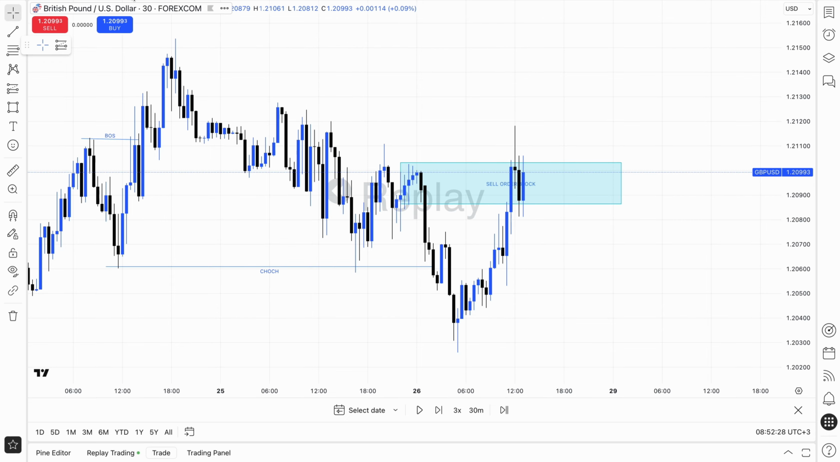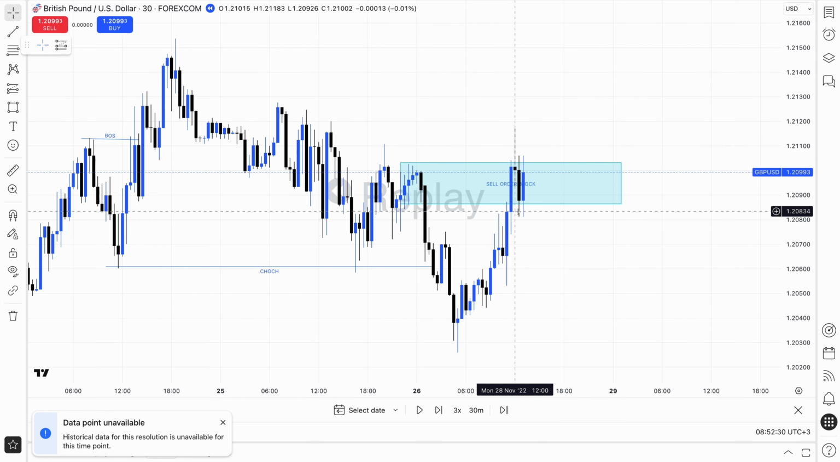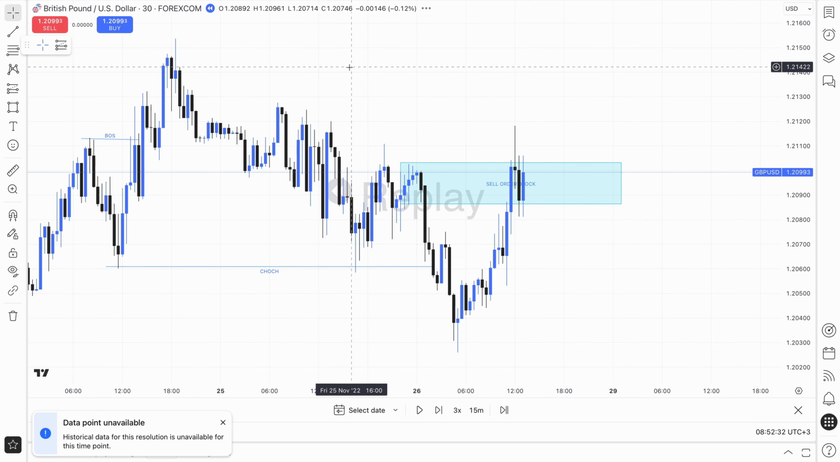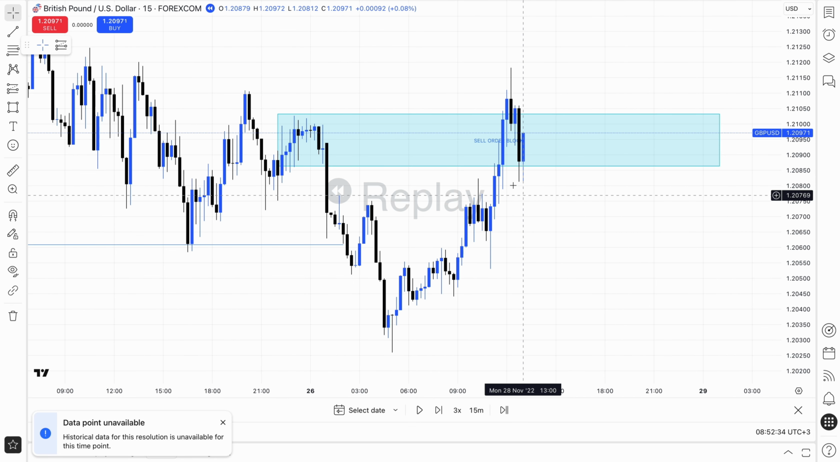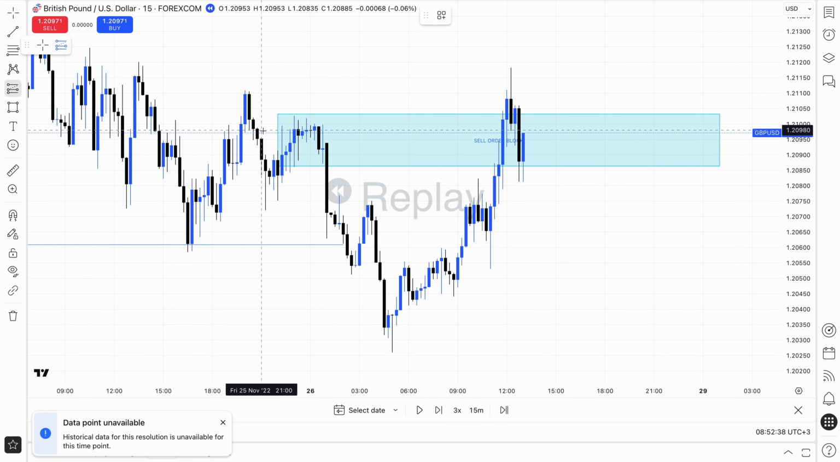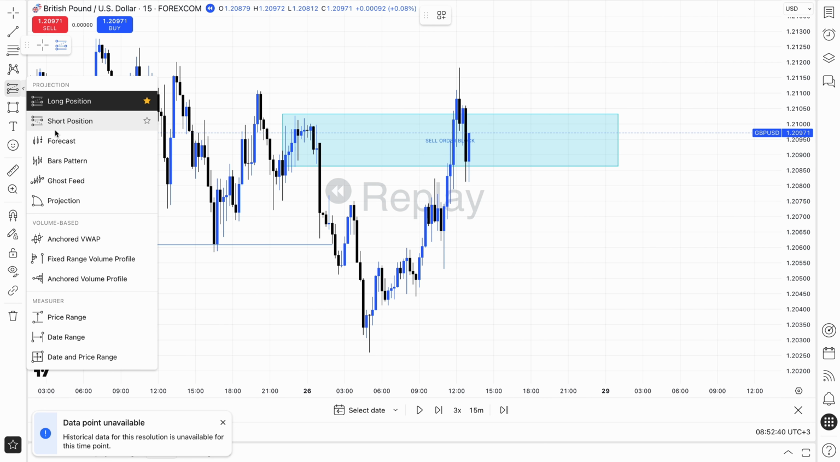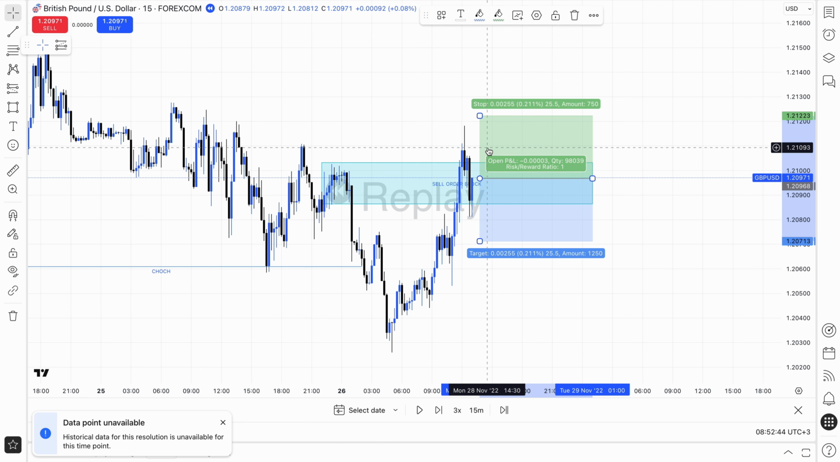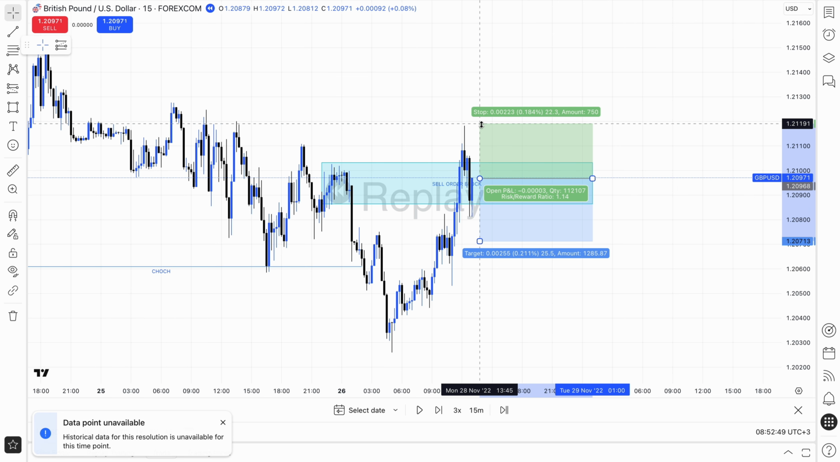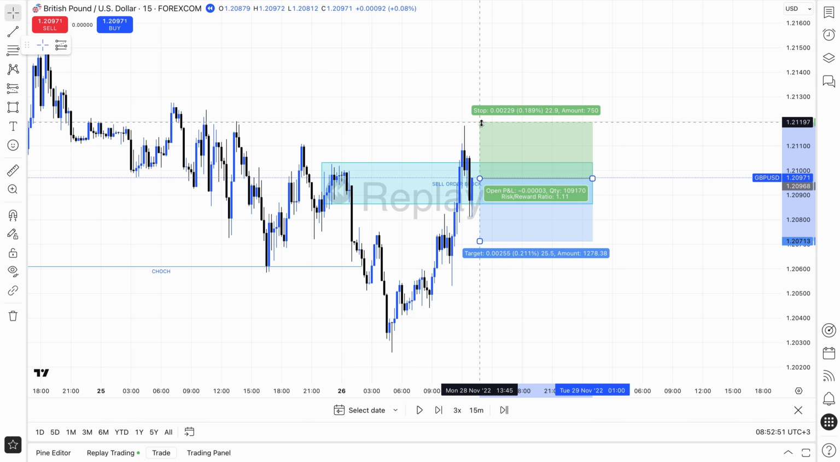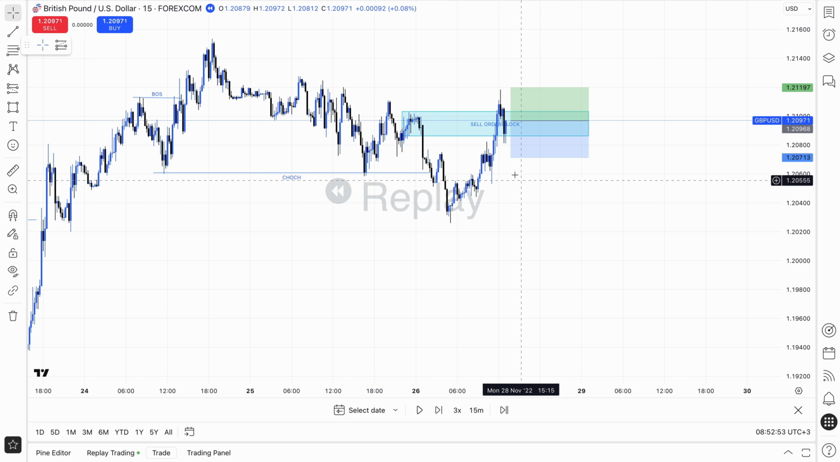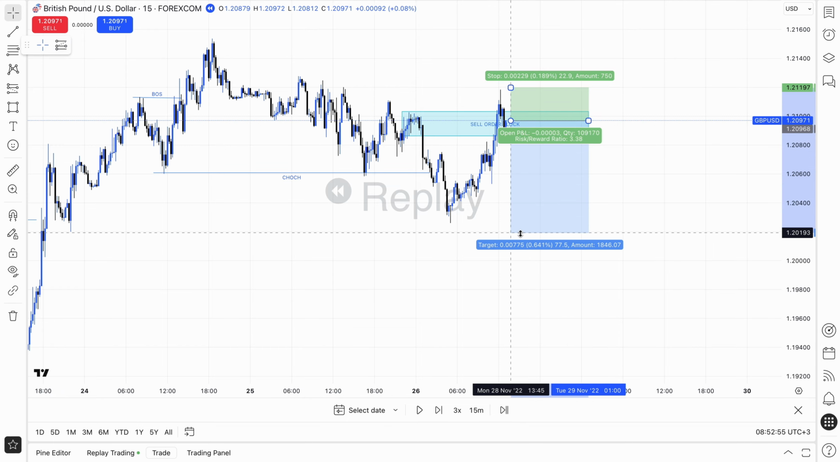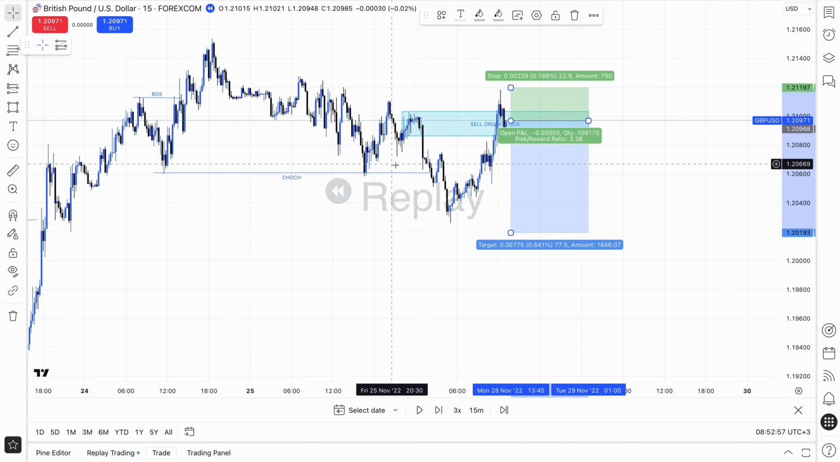So we got our confirmation from here. And this was our entry. This is our entry. And of course our stop loss is just here. Let's make it 23 pips. Then we target this next swing low.